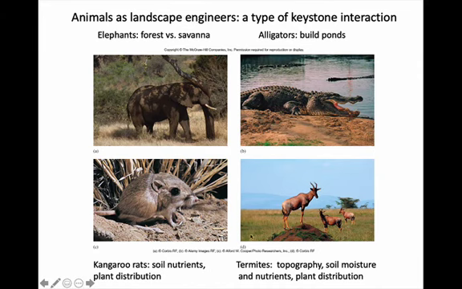Finally, here's another one which I really like. These are termite mounds, and here you see an African antelope standing on a termite mound. Notice that the background is completely flat like a pool table, and here's one of the few elevations in this whole landscape. So the termite mound is providing a topographical diversity that would not otherwise be there.